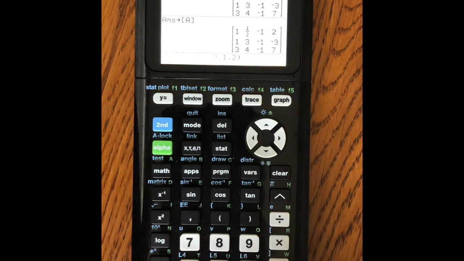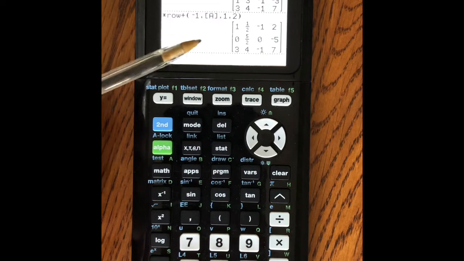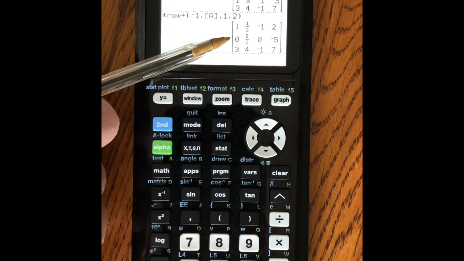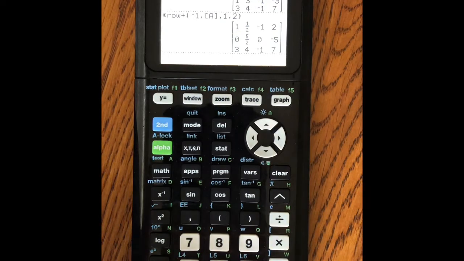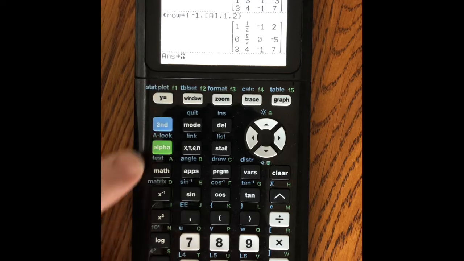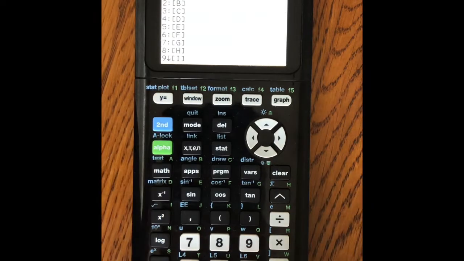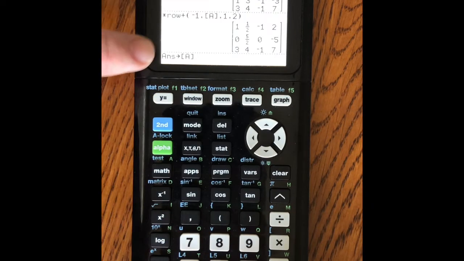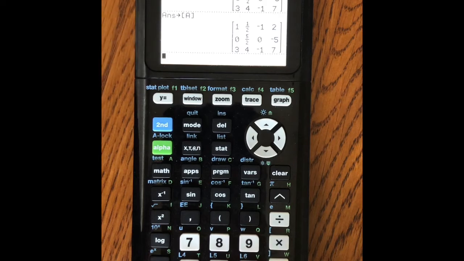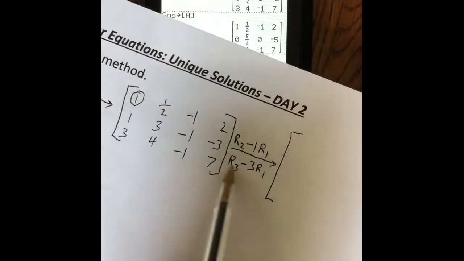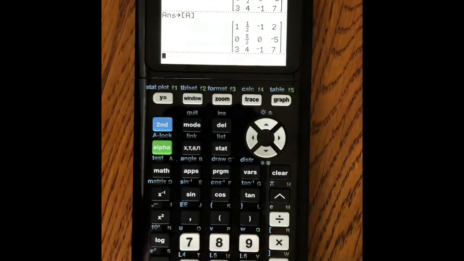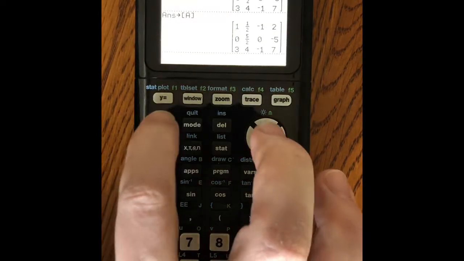Let's lock it up, hit enter, and note you have a 0 now where you wanted a 0 in the 2-1 entry. Before you do anything else, you do store, second X inverse for matrix, matrix A. You do this after every single row operation. All right, the next row operation is this one. So let's go ahead and do that as well.